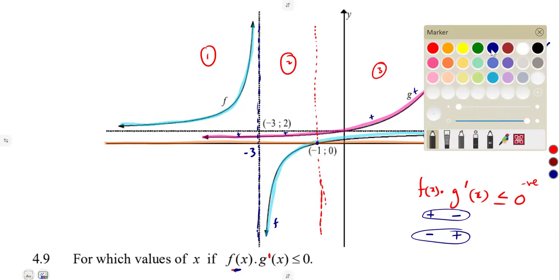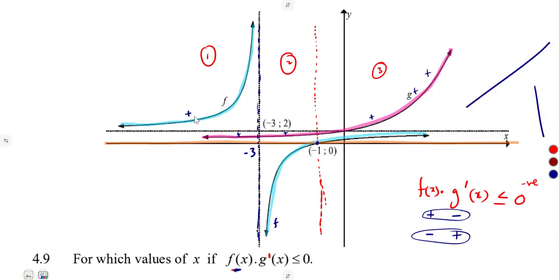So our f is what? Positive, above the x-axis. Whereas our g is also positive. Remember I said g is an increasing function, so its derivative, g prime, is positive throughout. So this is positive versus positive, no solution.